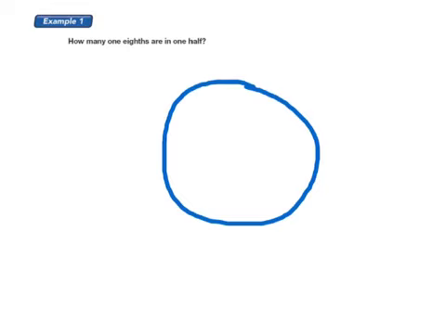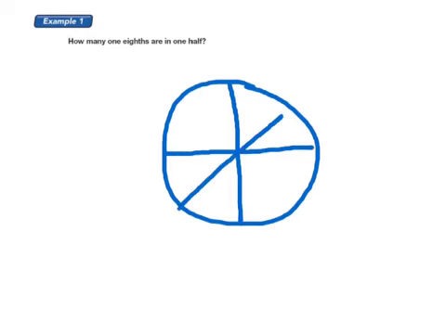So what does this mean? We want to take a circle and divide it into 8 pieces. The easiest way is to divide it into half, divide it into fourths, and then divide it into eighths. Now I want to know just how many eighths are in 1/2.